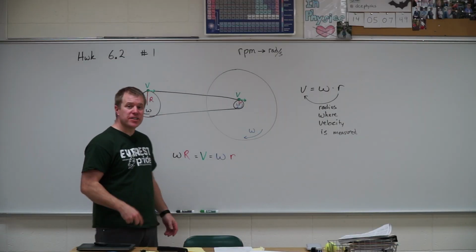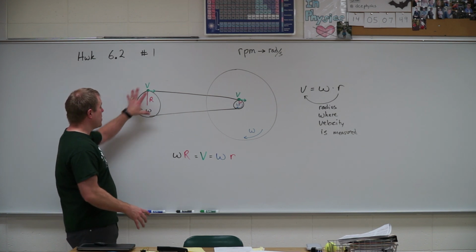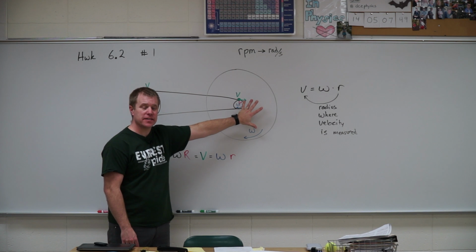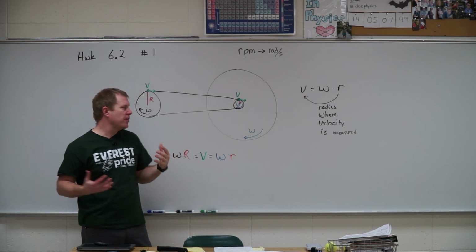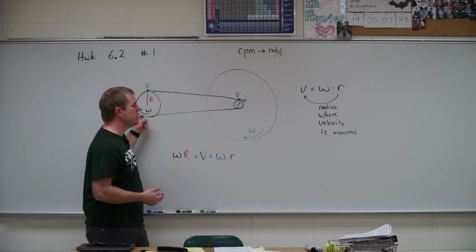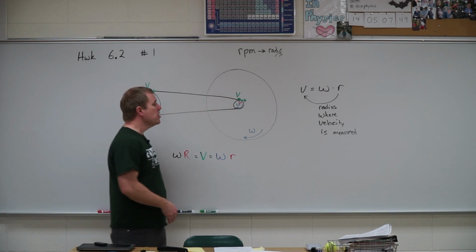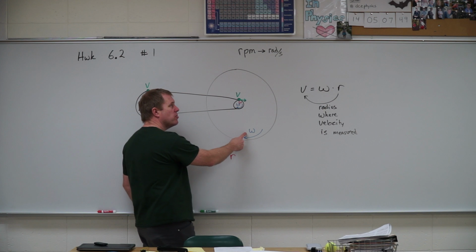All right, here's your hint for 6.2, number 1. So we have our pedals up here turning this back wheel of our bicycle. So we want to figure out how many RPMs we need over here to make that spin at a certain number of RPMs. Okay, so we know the omega value over here.